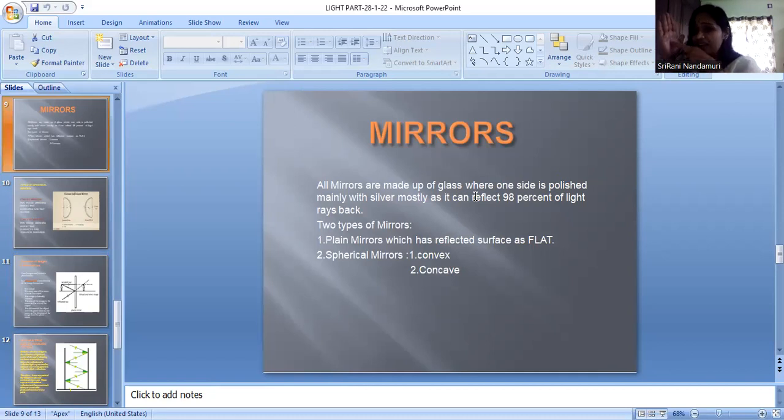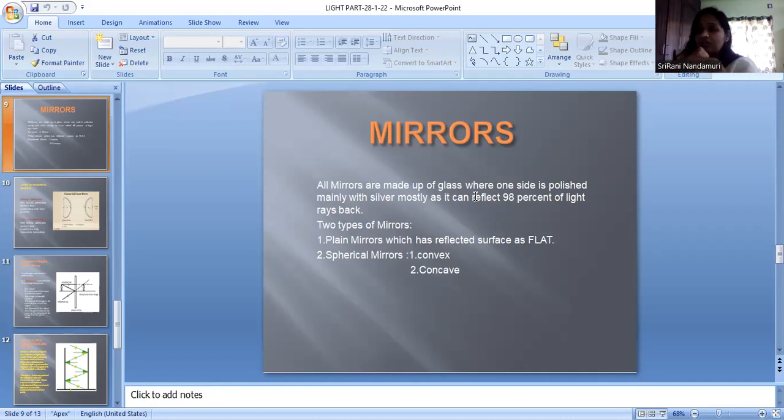If you think my hand is a mirror, one side is glass and the other side I have polished. This is the mirror front side, this is the mirror back side. The back side of the mirror I have polished. Always the back side of the mirror is polished.